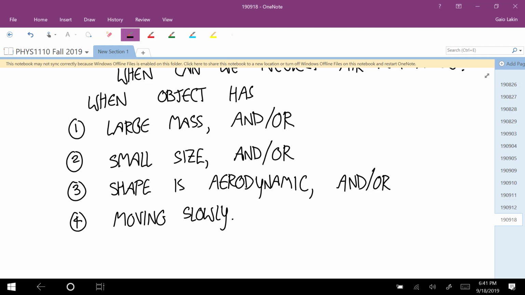Okay, so if you think about what those rules are, they don't give any specific rules for what you're thinking of as acceptably massive or small, but these are just the trends. If everything else stays the same and the mass gets bigger, air resistance becomes less important. If everything else stays the same and the size gets smaller, air resistance gets less important. If it gets more aerodynamic, same thing. If the motion is slower, same thing.